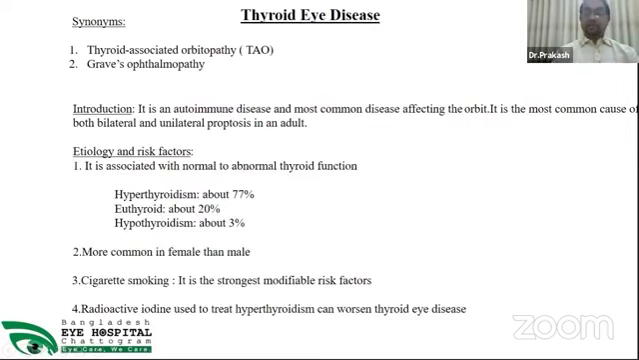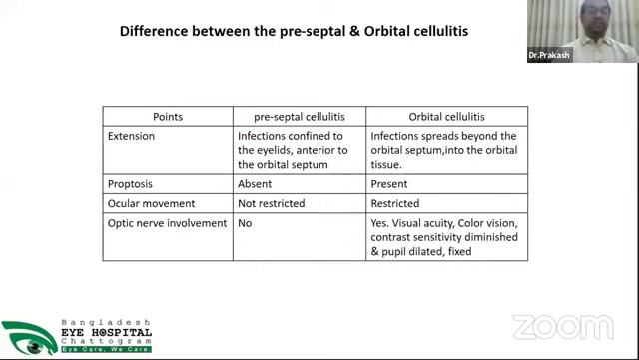Optic nerve involvement. In preseptal cellulitis, the optic nerve is not involved, but in orbital cellulitis, the optic nerve is involved, and due to the involvement of the optic nerve, the visual acuity, color vision, and contrast sensitivity will be compromised, and the pupil will be dilated and fixed.